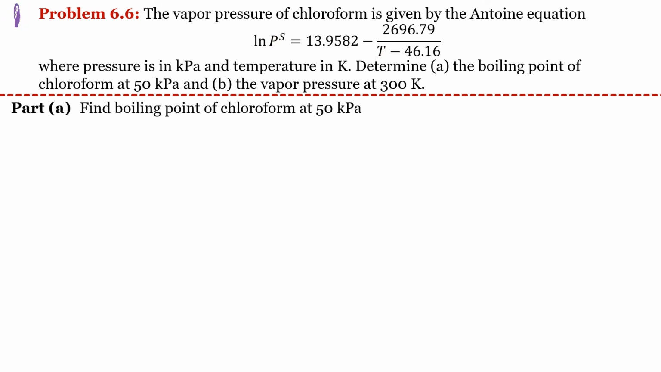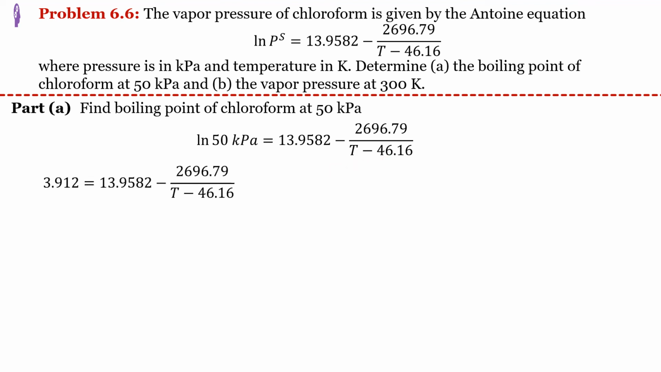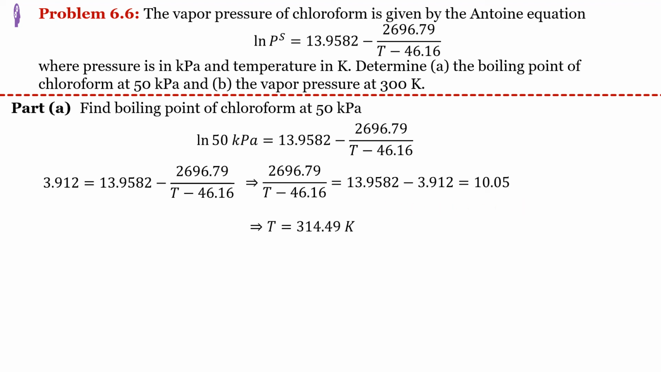In part A we will put all values into the above equation. The value of saturated pressure is given and only one unknown is there, so we can solve it for T. After solving we will get this equation. Further we will solve it for temperature, and we will get temperature equal to 314.49 Kelvin.